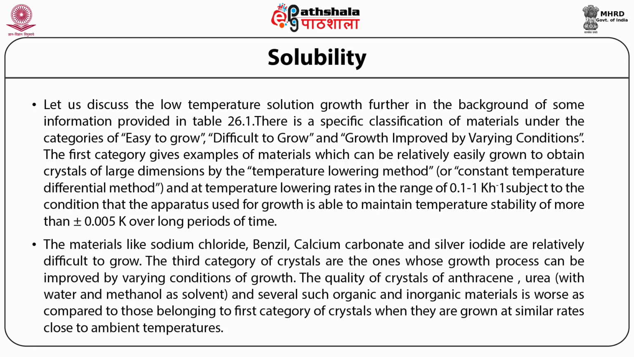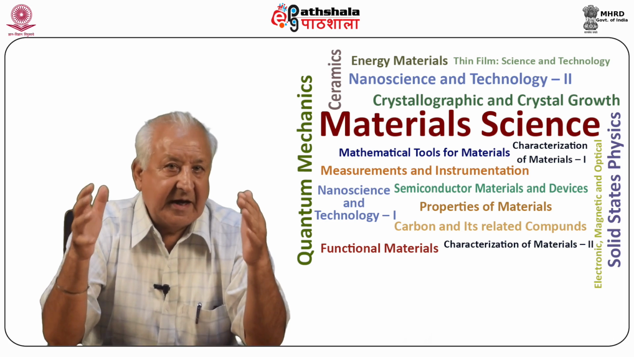The materials like sodium chloride, benzil, calcium carbonate, and silver iodide are relatively difficult to grow. The third category of crystals are the ones whose growth process can be improved by varying conditions of growth. The quality of crystals of anthracene, urea, with water and methanol as solvent, and several such organic and inorganic materials is worse as compared to those belonging to first category of crystals when they are grown at similar rates close to ambient temperatures.